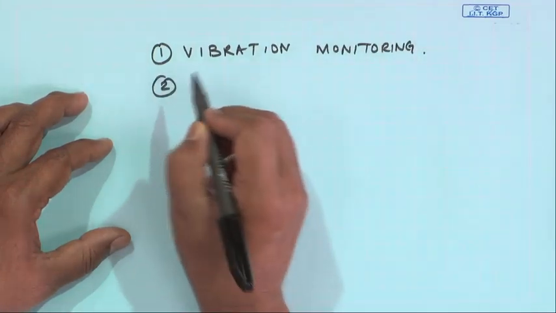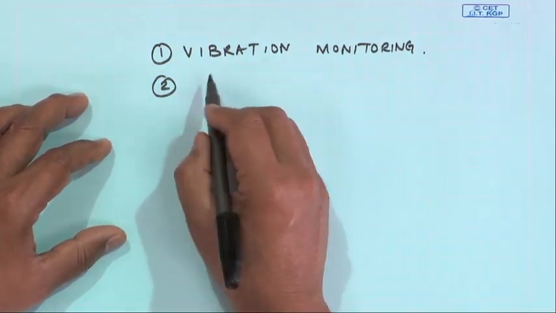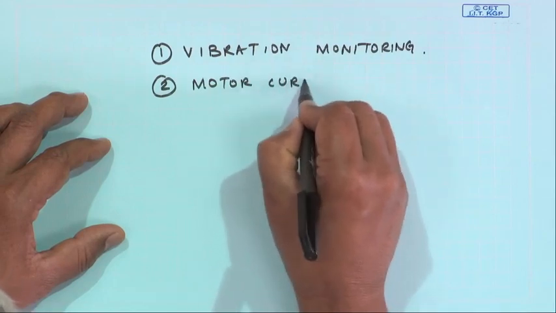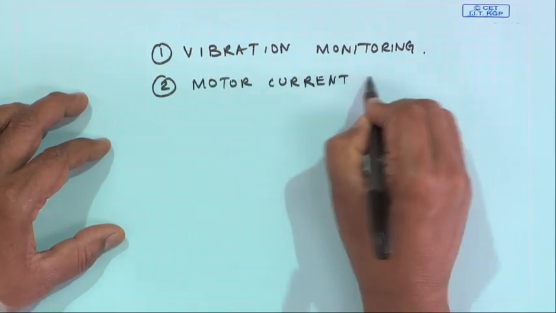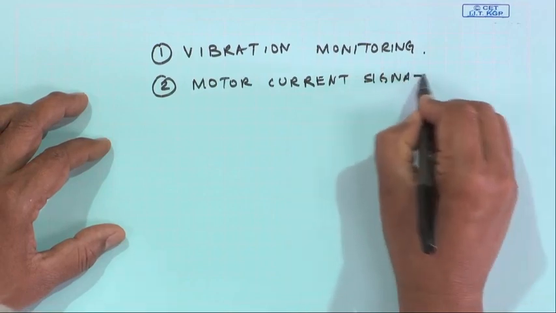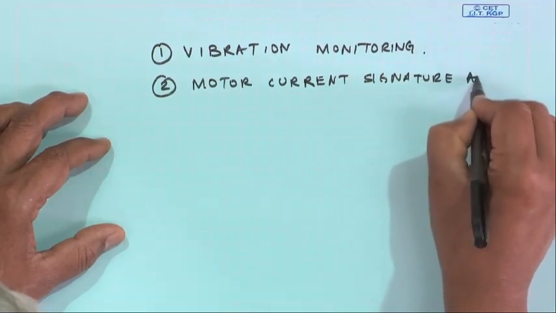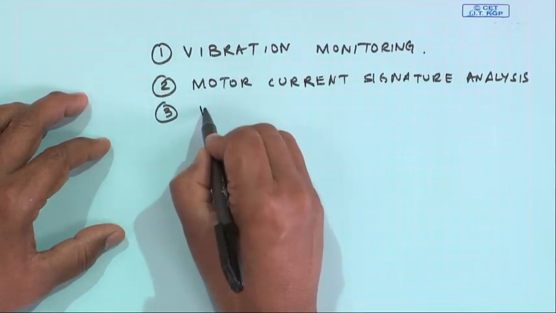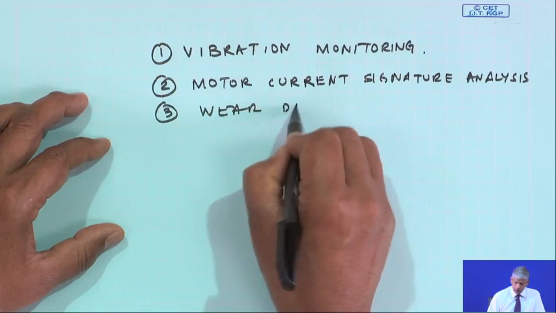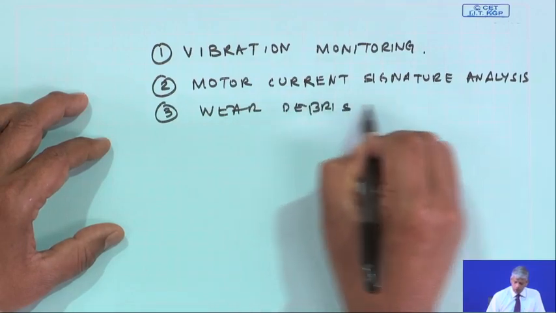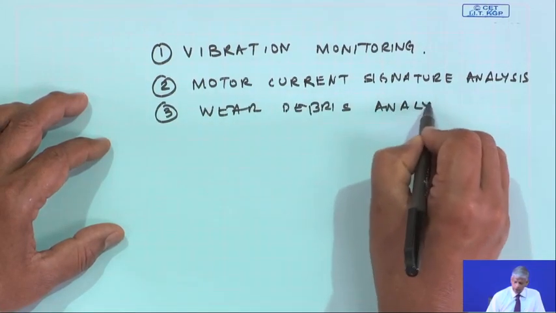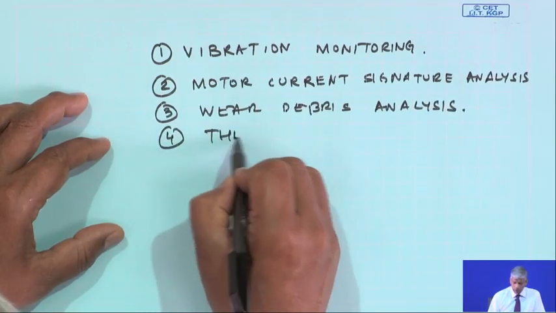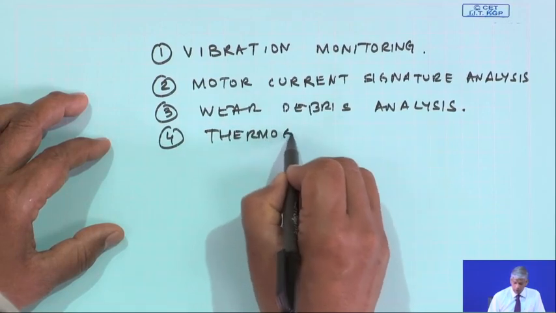And another technique which has emerged out of the research at IIT Kharagpur is using motor current signature analysis, which we will discuss subsequently later on in perhaps next week, and then looking at the wear debris analysis. This will basically look at the condition of the lubricant in the gearbox, and even to some extent we are looking into thermography.